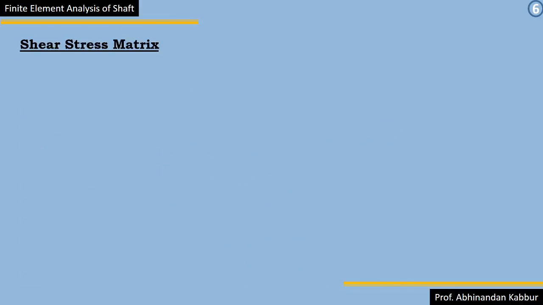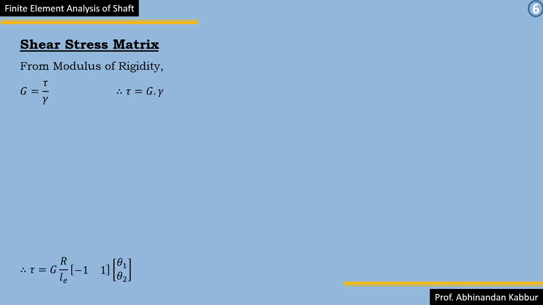Now coming to the next, I need to derive the shear stress matrix. To derive it, let us go back and see this relation. We know the shear modulus or modulus of rigidity is given by shear stress by shear strain. Therefore, my shear stress tau is equal to G into gamma, where G is the modulus of rigidity or shear modulus, into shear strain. In the previous slide we have derived the shear strain in the form of a matrix.